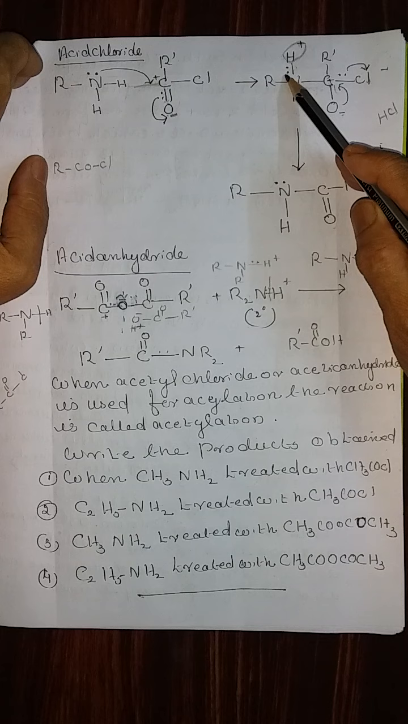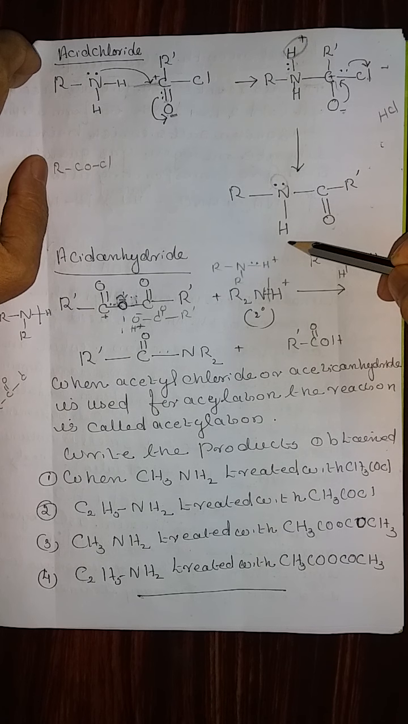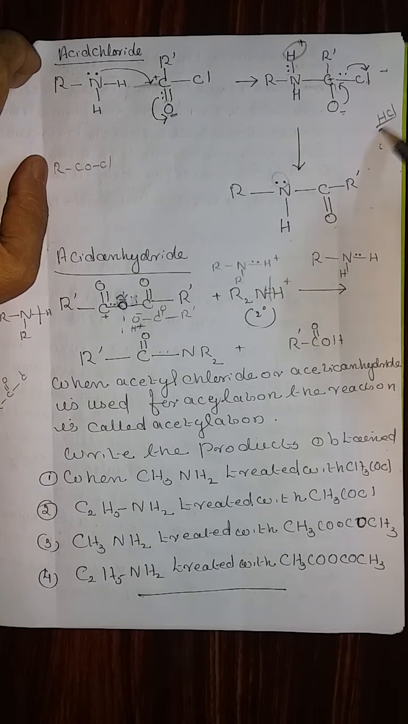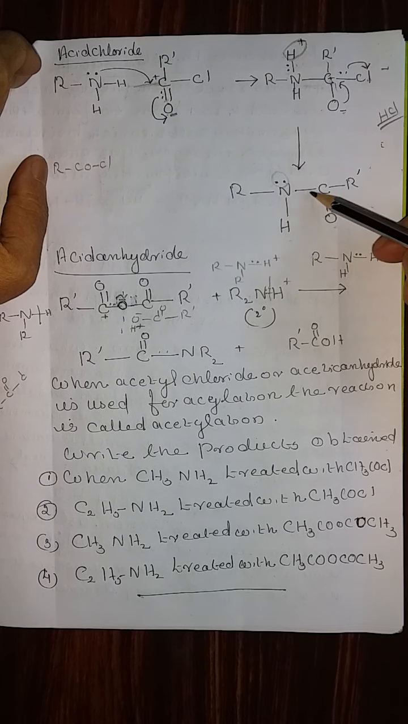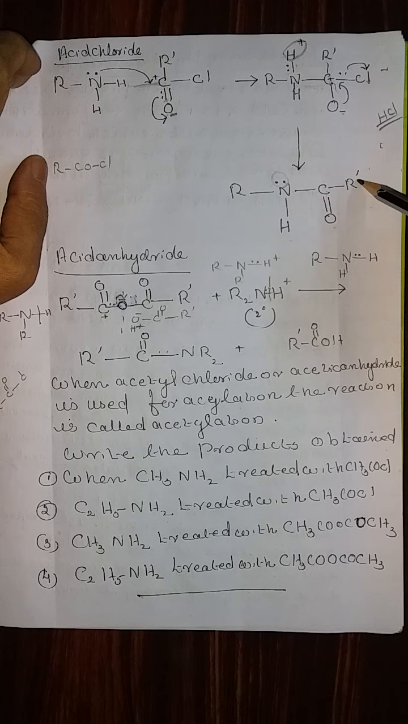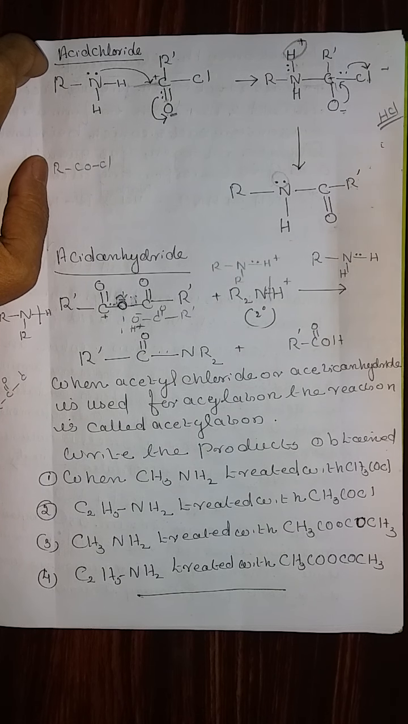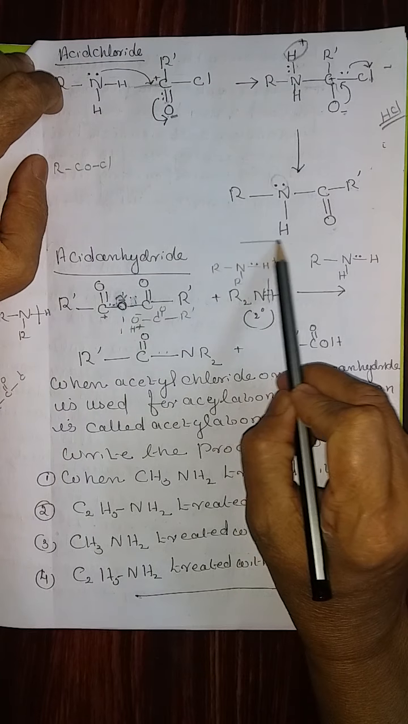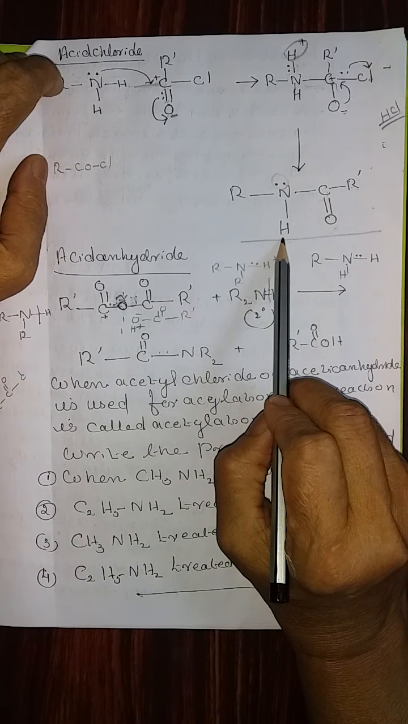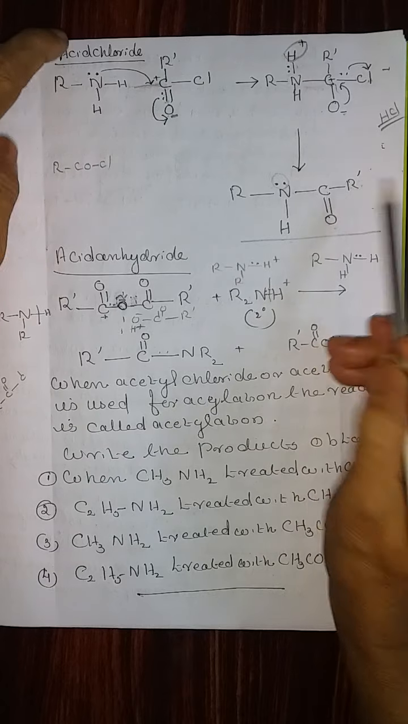Therefore, the compound formed is RNH, that is, one H is replaced by HCl. Single bond CO. Here the mechanism is completed. Then R dash remains in the same position without taking part in any elimination. Therefore, the compound obtained is RNH CO R dash.